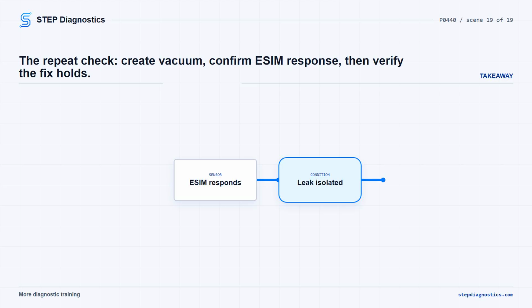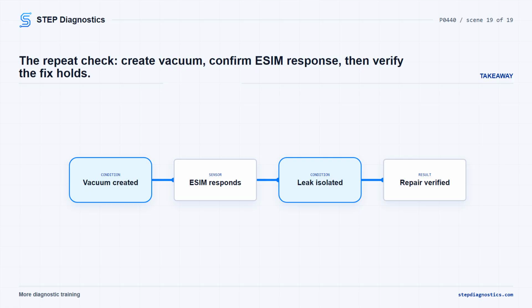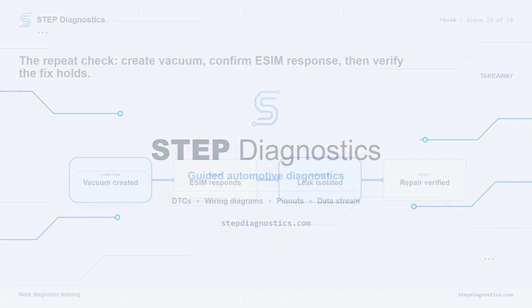The takeaway on P0440 is simple. Prove whether the system can create vacuum. Prove the ESIM switch responds. Then isolate the leak path only after the data says a leak is present.